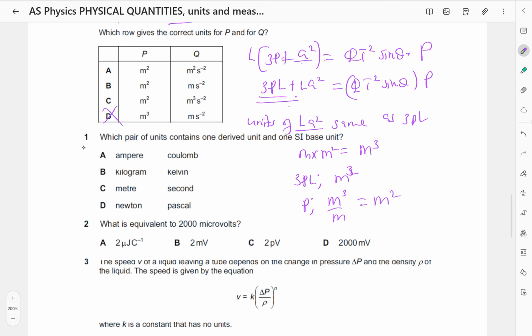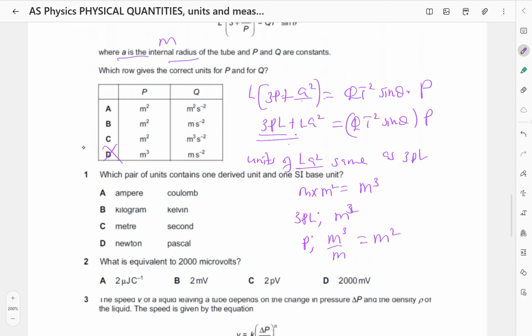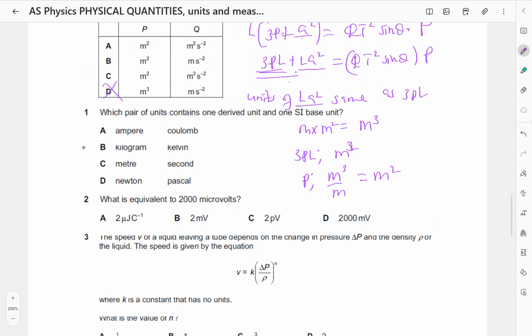This is out. Then if P is meters squared, of course the units on the left hand side should be equal to the units on the right hand side. The units on the left hand side are meters cubed, because 3PL has units meters cubed and La² has units meters cubed. So the units on the right hand side should also be meters cubed. So the units of Q times T squared times P, because sine theta has no units.